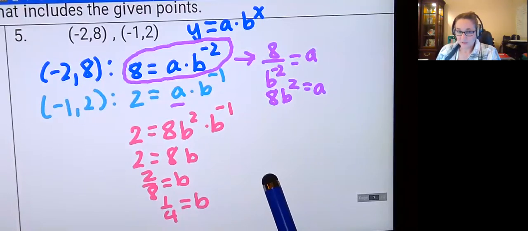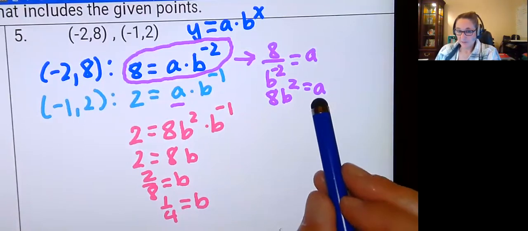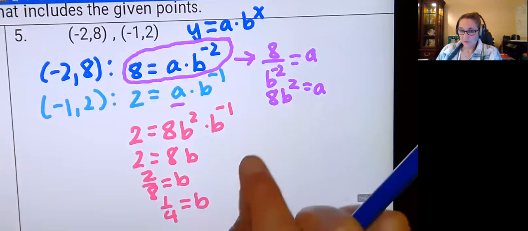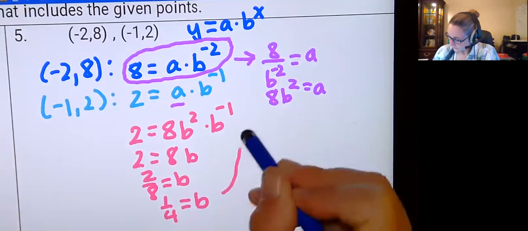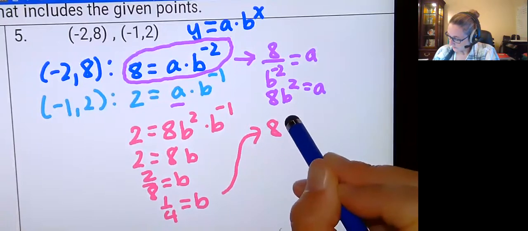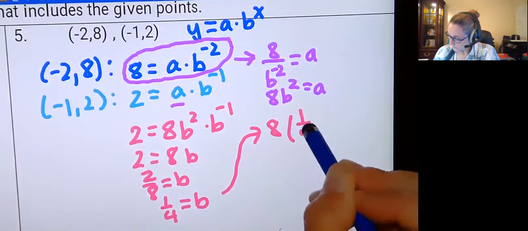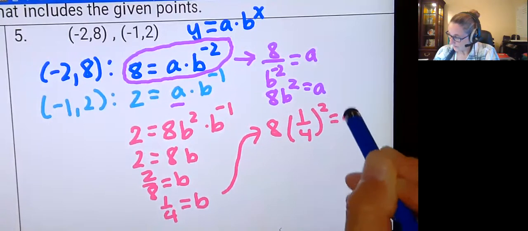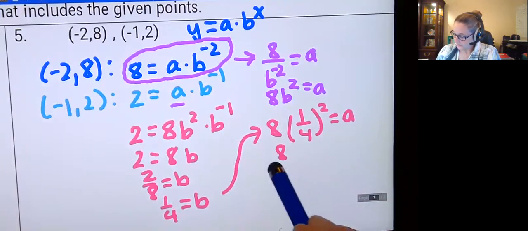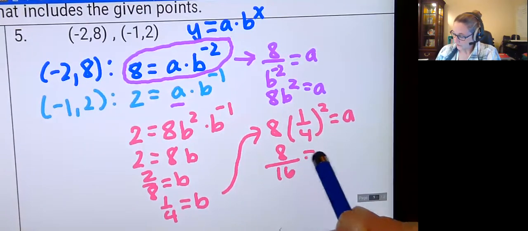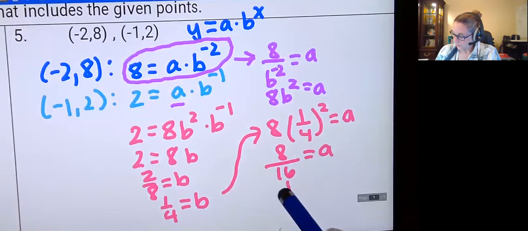Now I want to find my a. So I'm going to put 1/4 in place of b here. Okay, so I'm going to go 8 times 1/4 squared equals a. Now 1/4 squared is 1/16. So this is going to be 8 over 16 equals a. So I get 1/2 is equal to a.